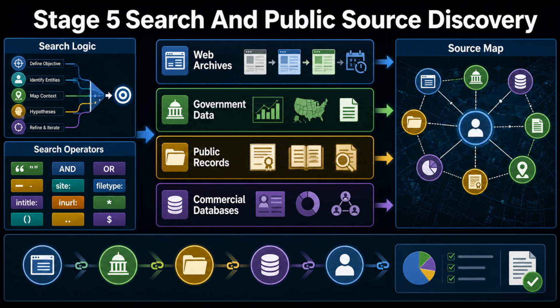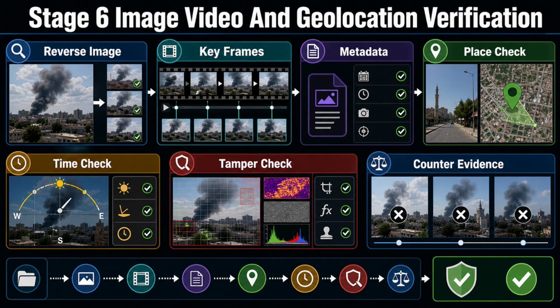Stage 5 is search and public source discovery. This is where tools become useful, but we still do not treat search as magic. Search engines crawl, index, rank, personalize, and miss things. Once you understand that, search operators make more sense. You are not typing spells. You are negotiating with an index. For a company check, a normal web search is only the front door. You may also need public records, government databases, court records, procurement notices, commercial databases, web archives, and industry sources. The output is a source map: where to look, why to look there, and what each source can or cannot prove.